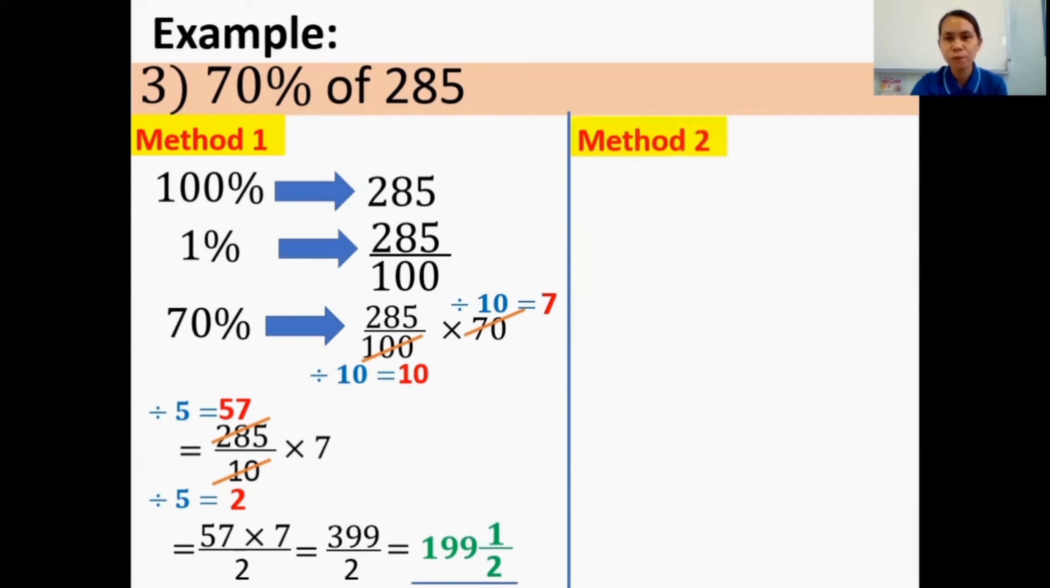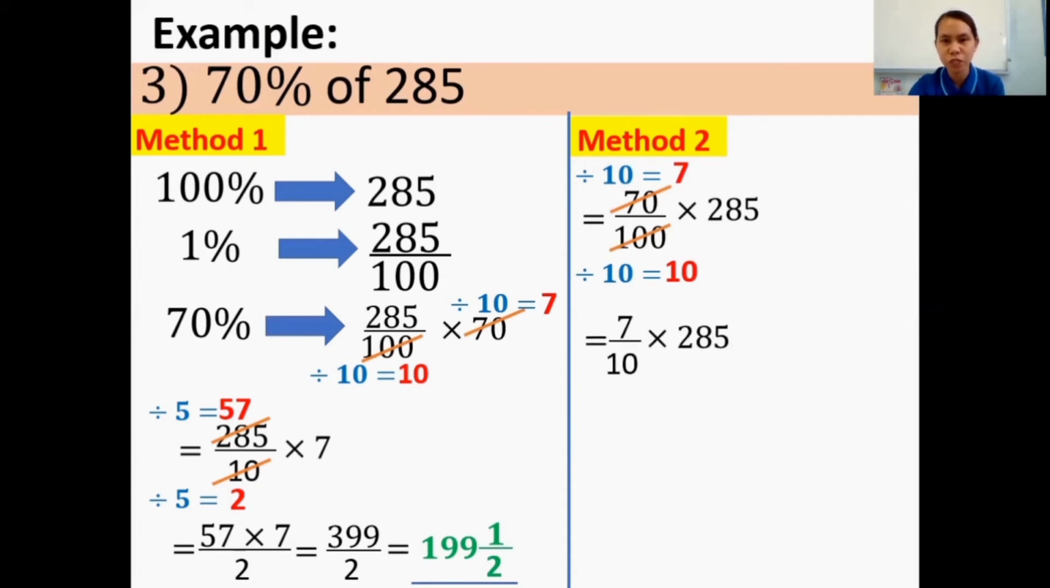Using method 2, 70% is equal to 70 over 100 times 285. As we can observe here, 70 and 100 are divisible by 10. So 100 divided by 10 equals 10. 70 divided by 10 equals 7. So the remaining numbers are 7 over 10 times 285. From here again, we can observe that 10 and 285 are divisible by 5. So 10 divided by 5 equals 2. 285 divided by 5 equals 57.